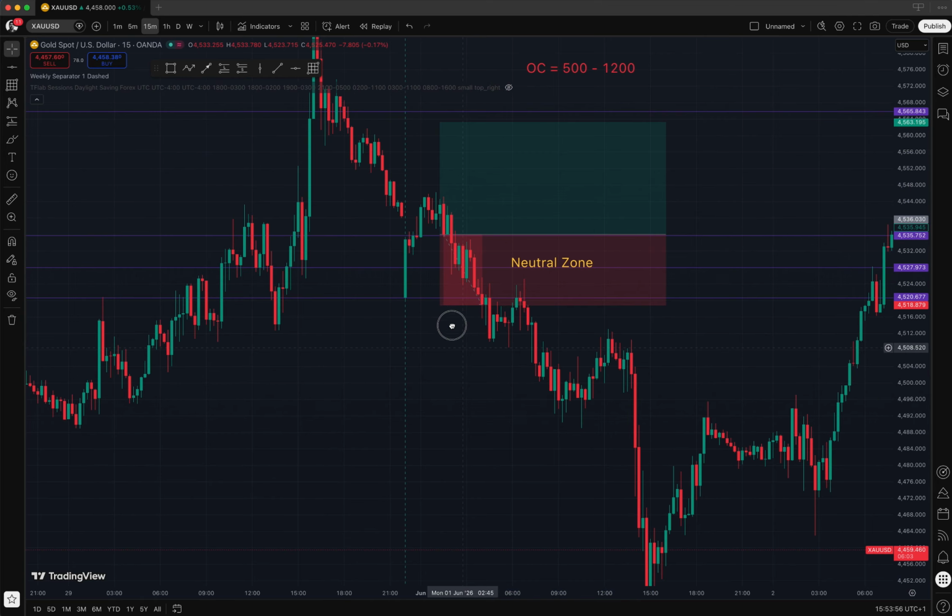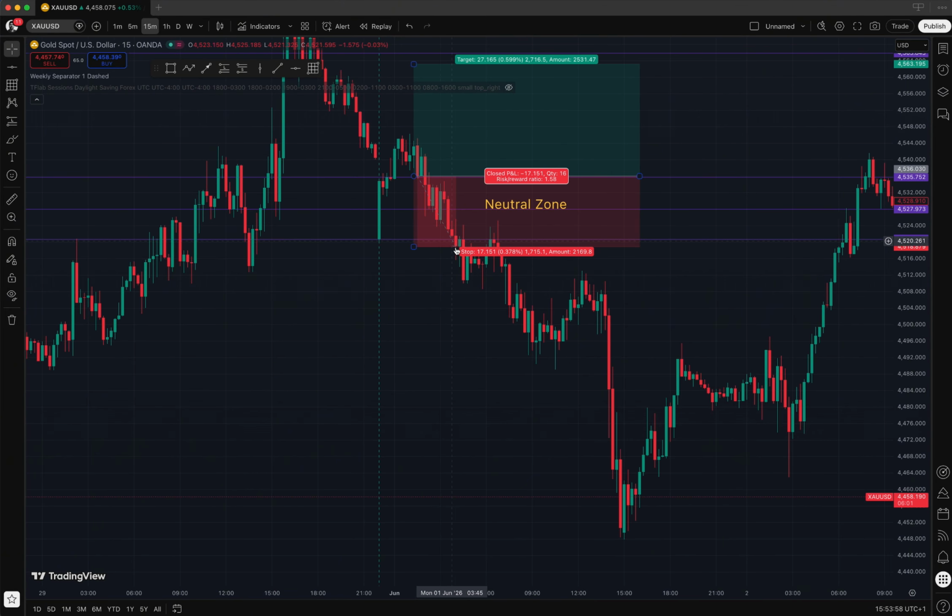I got stopped. What happens when you get stopped? This is the first option, where I split the zone in my opening channel in half, and I waited for a candle to close outside the neutral zone. That's the case, so I lost here. What do I do? Let's say I lost $17. It's just 0.01 lot. It's $15. All right, I lost it.